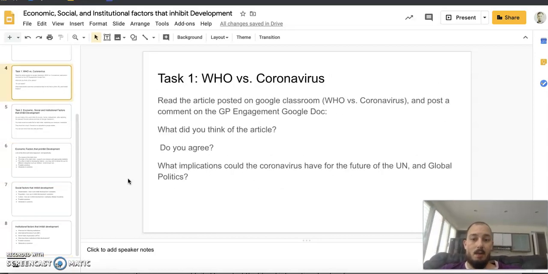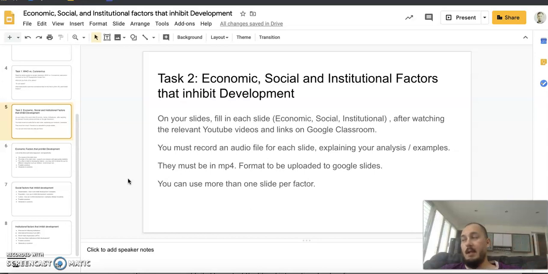Obviously you need to fill in your slides. You can have multiple slides for each factor, as many as you want. But when you've done that, I want you to record an audio file for each slide explaining your analysis or examples. For this, you just need something that can record audio. Your phone is fine. Your laptop has a built-in microphone. It's very easy to do.